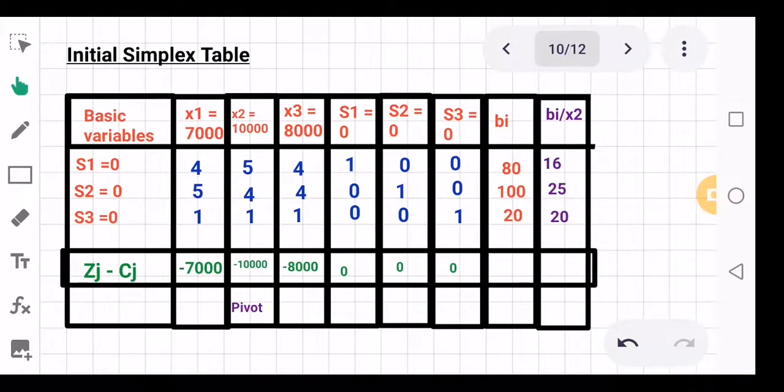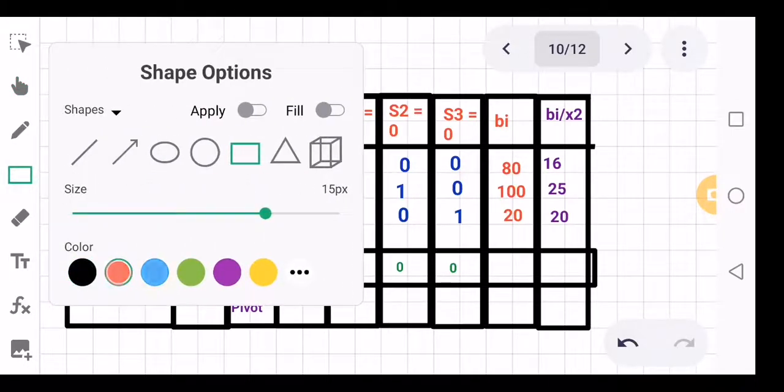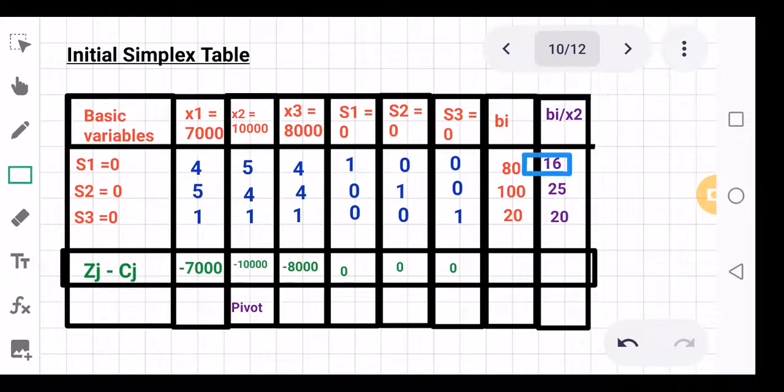Now out of these figures, which is the least? The least is 16. Since 16 is the least value, this entire row will be called the departing row. So this is your departing row and this is your pivot column. These two are very important to go to the next step. You have to know your pivot column and be aware of the departing row.